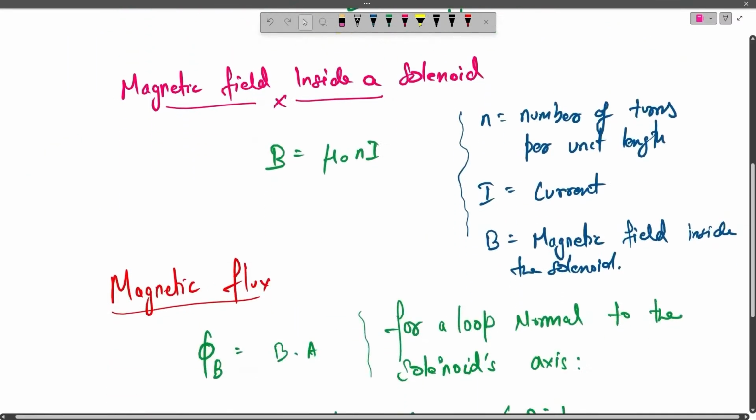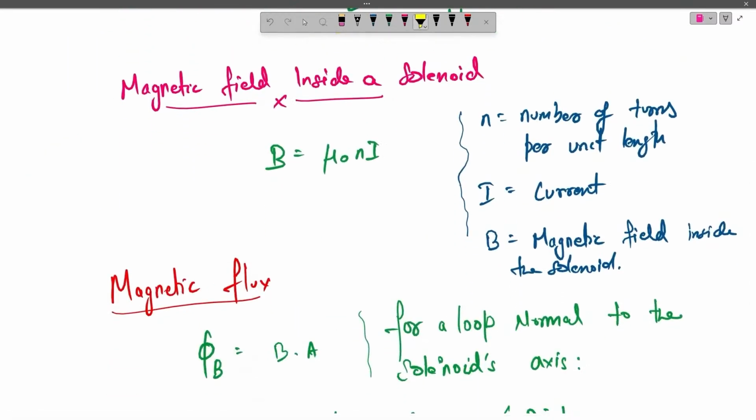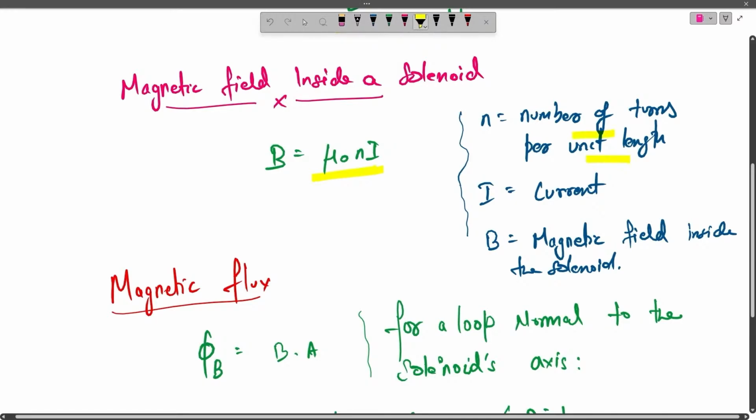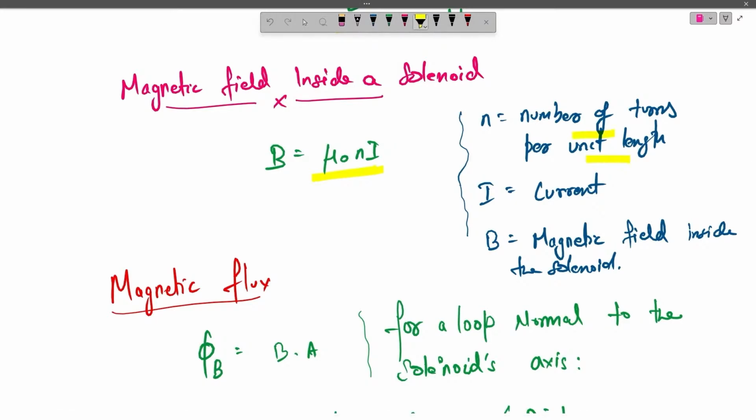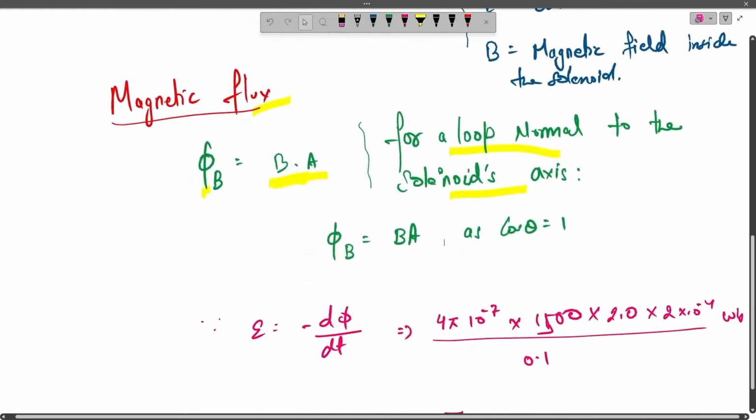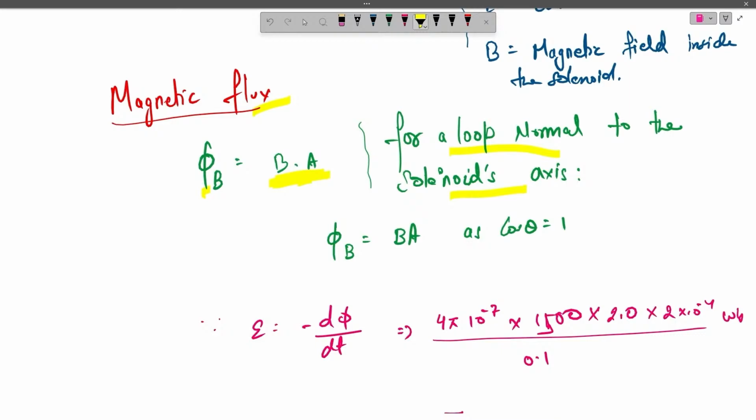Now the magnetic field inside the solenoid is given by B equals mu naught N I, where mu naught is the permeability of free space, N is the number of turns per unit length of the solenoid, and I is the current. Now magnetic flux is defined as phi B equals B dot A, that is the dot product of magnetic field and the area vector. Now for a loop normal to the solenoid, as in the case of our question, theta is equal to 0, so the dot product will result out to be BA, as cos theta is equal to 1.